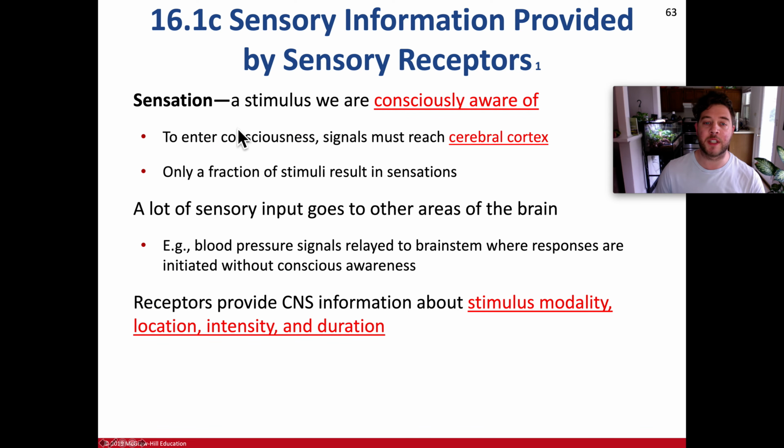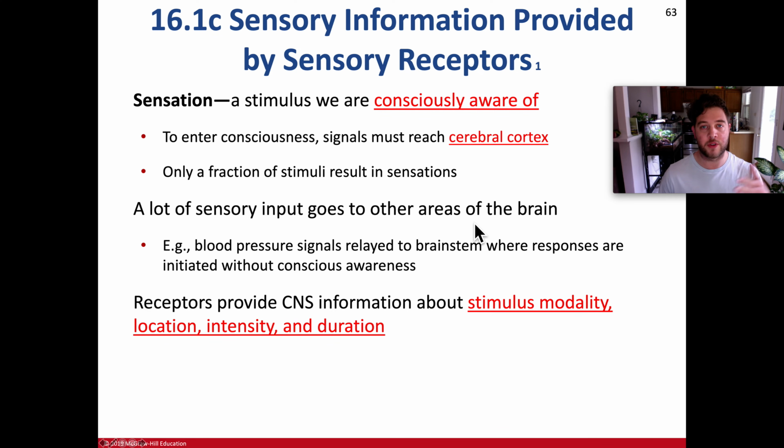A stimulus that we are consciously aware of is called a sensation, right? So you might have the sensation of being cold, the sensation of hot in your mouth if you're tasting something, the sensation of touch. Those are all consciously perceived stimuli. To enter consciousness, signals must reach the cerebral cortex, the outer portion of our cerebrum, and only a fraction of stimuli result in sensations. That's kind of lucky. If we were consciously aware of every bit of stimulus information, that would be overwhelming for us. A lot of sensory input goes to other areas of the brain.